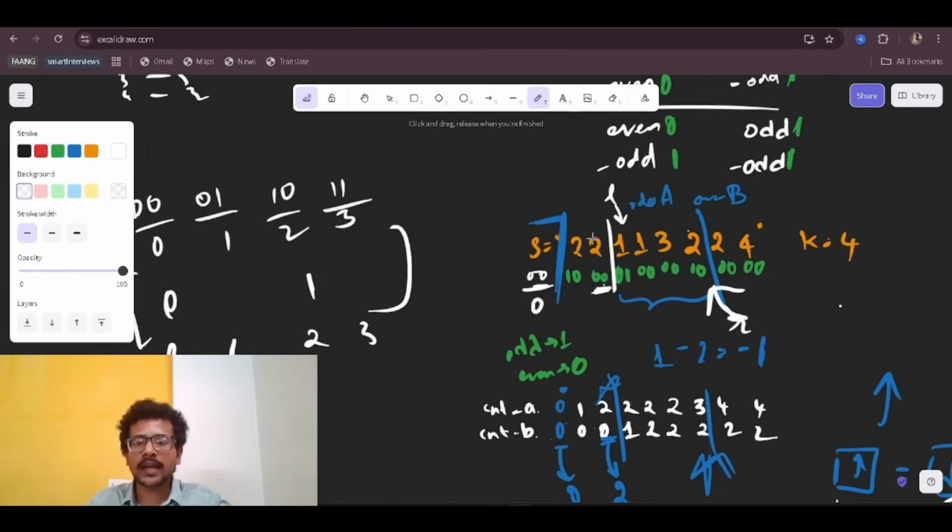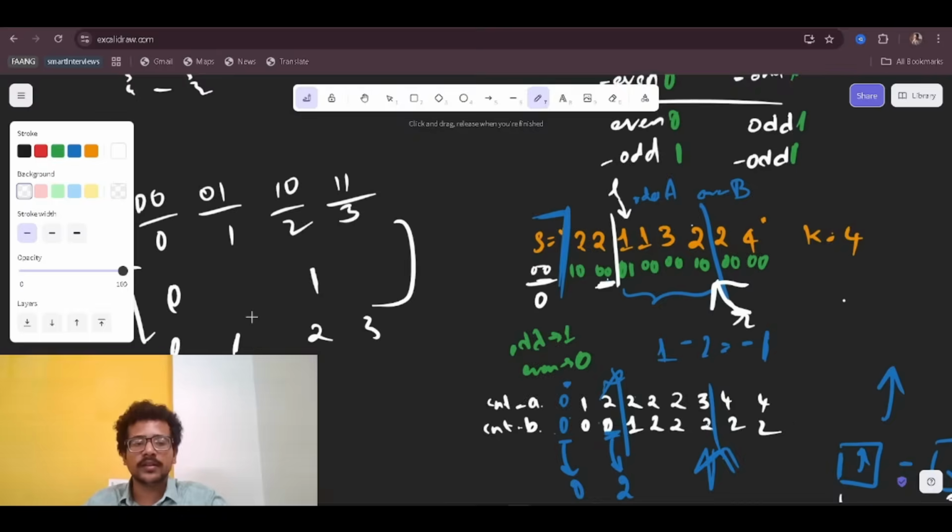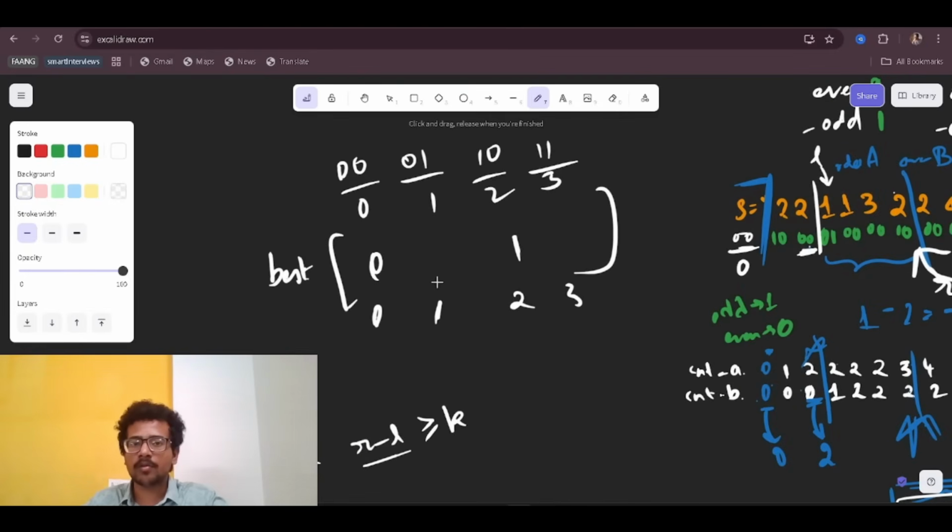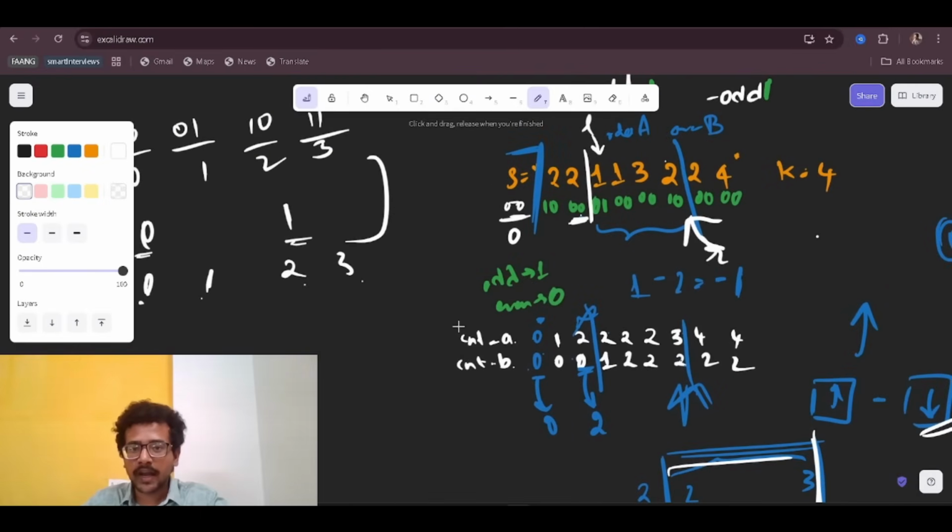Let us see. Again, I need to consider another condition. I'll tell you what that condition is. Now I am just storing the best parity or best difference for every parity 0, 1, 2 and 3. Now, how do I write code for this?